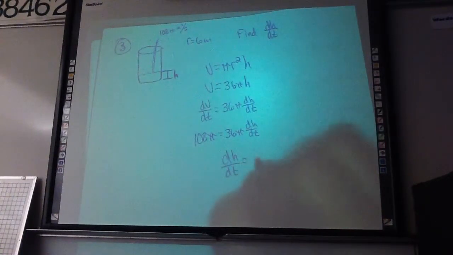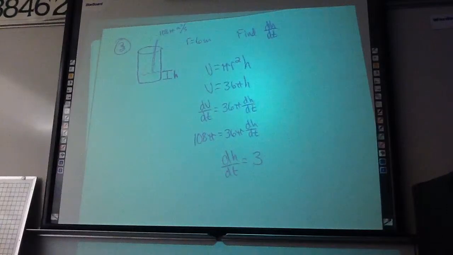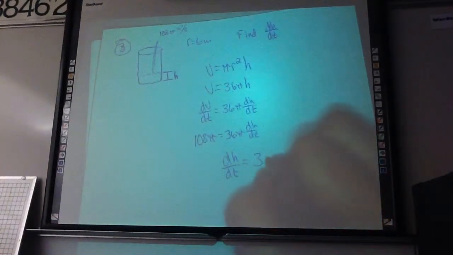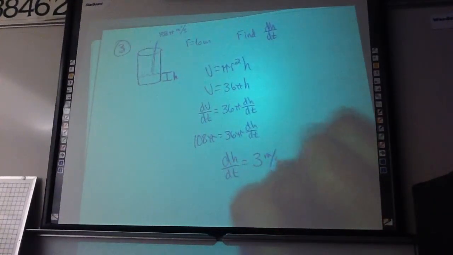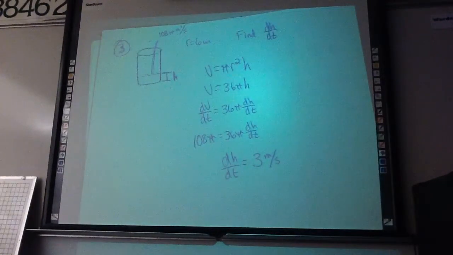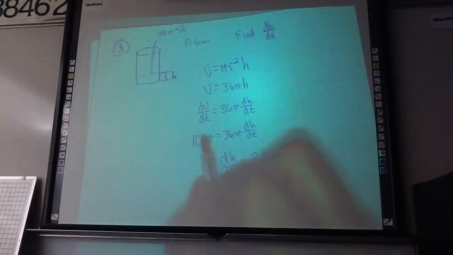Pi is going to cancel. So 3 equals dh/dt. Units? 3 centimeters or 3 cubic meters? It'd be meters per second. Meters per second or meters? Meters per second, because this is meters cubed per second.